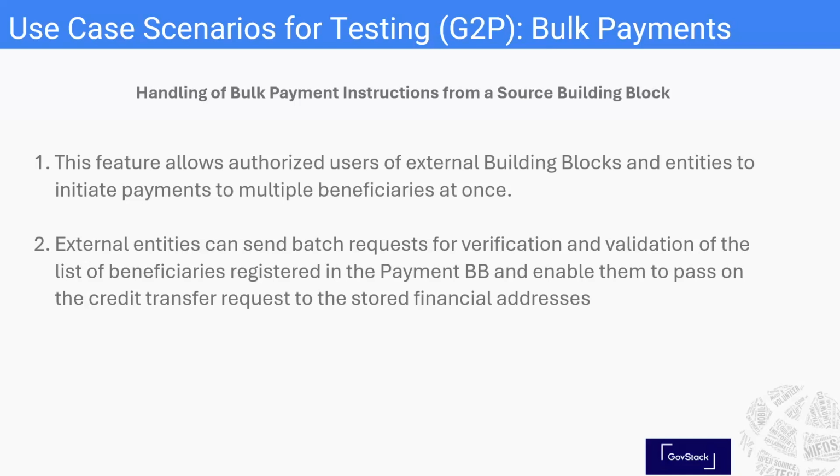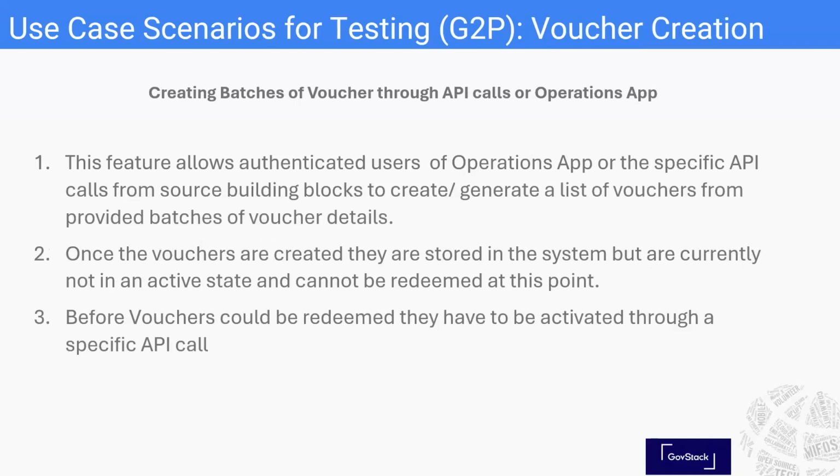So the external entities, external building blocks, could send these requests, and they would be handled by the bulk processor within the payment hub to break them into smaller batches, then get verification on the amount, and then send the request to the payer FSP to roll out those batches accordingly. And this is what we'll be talking about going forward.